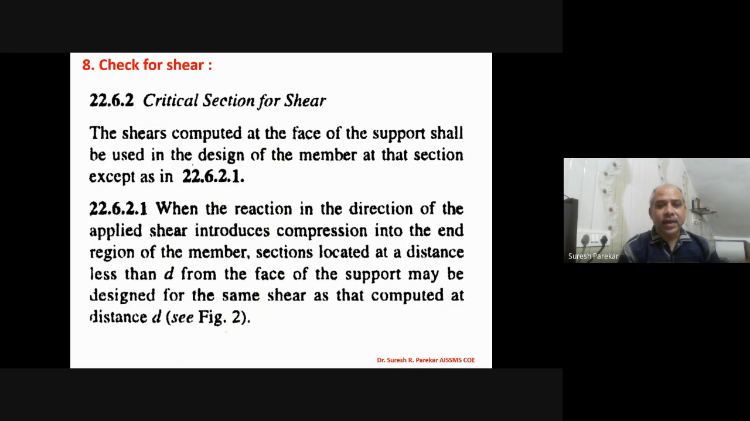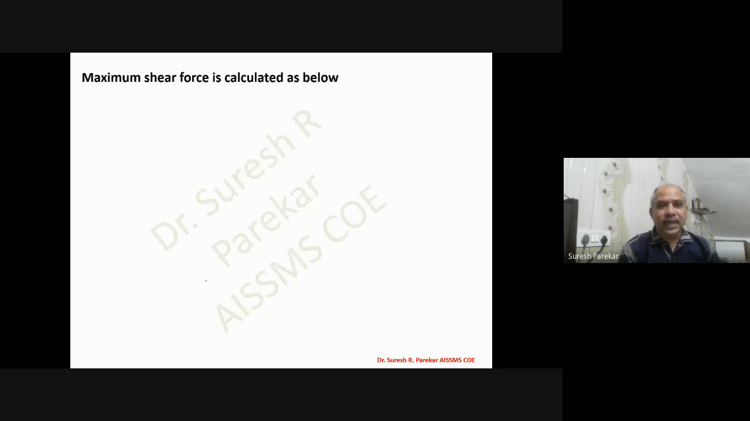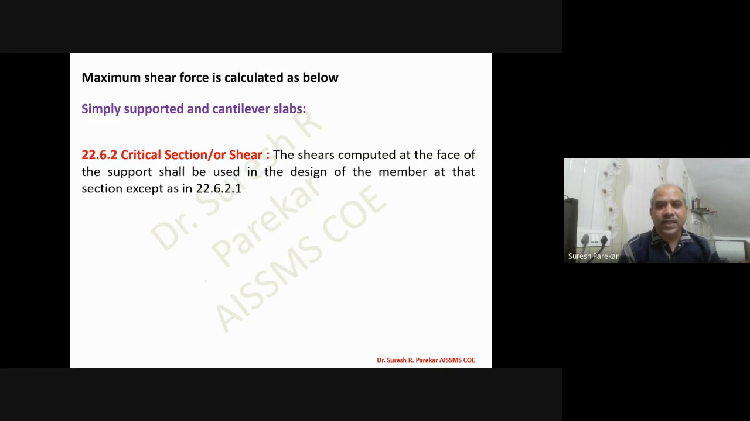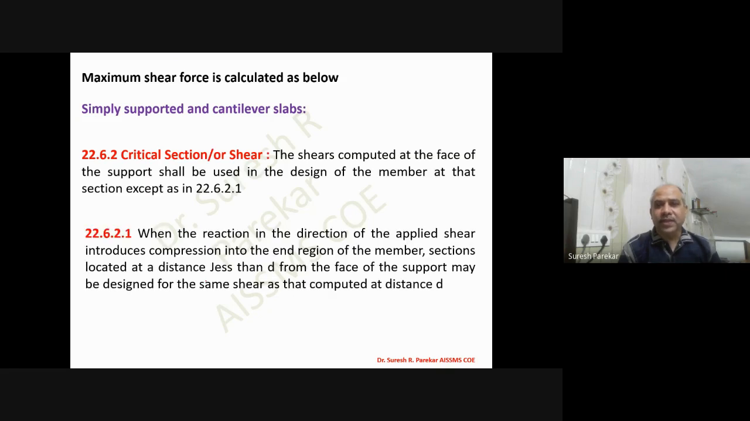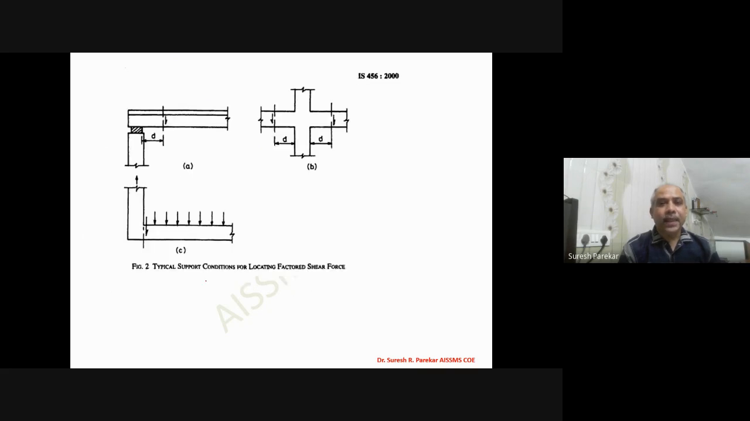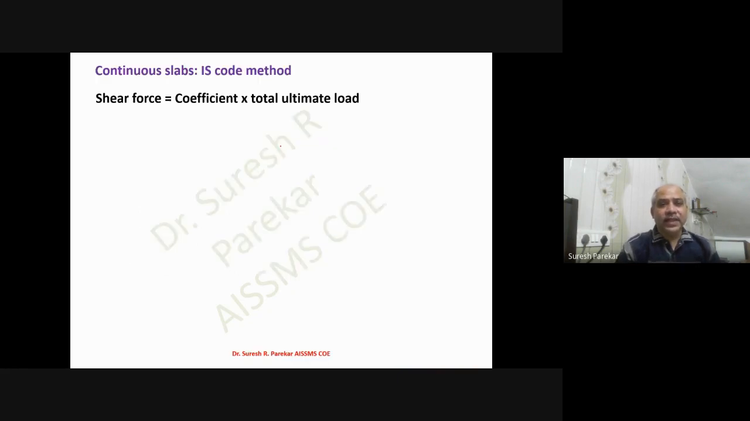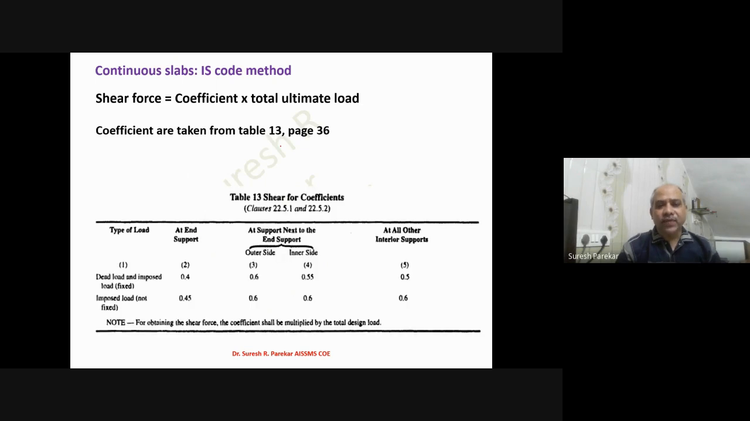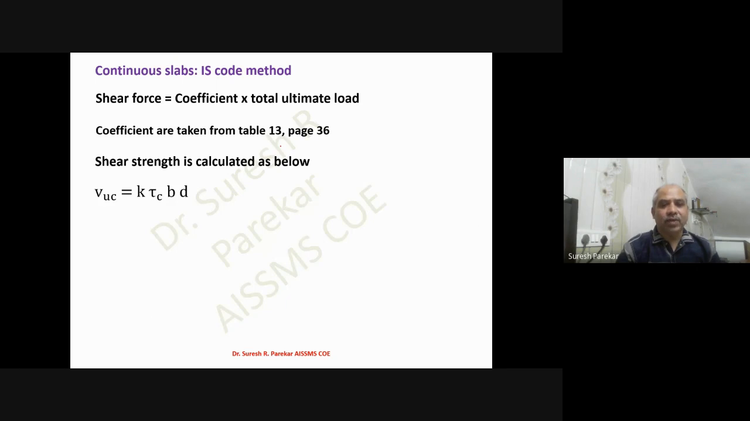Now critical shear, here you can see which is less than D from the base of the support. So you can see these diagrams. So for maximum shear force is calculated, just we have seen these clauses. So we have these clauses for simply supported and cantilever. So we have to find value at D from face of the support. For continuous slabs, we have these coefficients given, and we have to find shear force coefficient into total ultimate load, that is factored load, and these coefficients are given in Table number 13. And then we have to calculate shear, which will be K tau c b d.